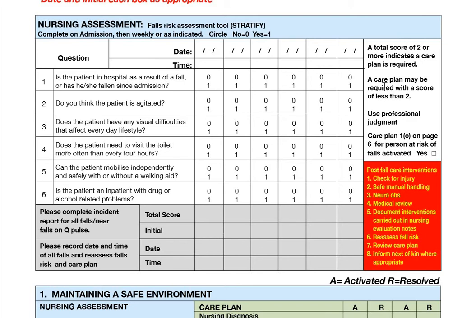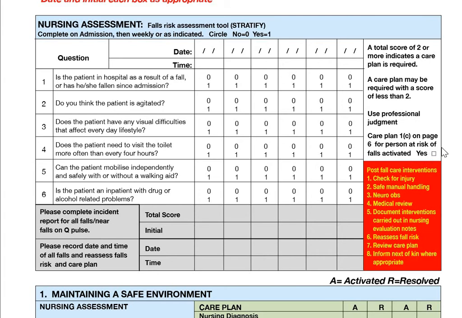Okay, so if you come over here, a total score of 2 or more indicates that a care plan is required. So it indicates that the patient is at high risk of falling. However, a care plan may be required with a score of less than 2. Use your professional judgment. So even if your patient isn't scoring on this and you still feel that the patient is at risk of falls, you can still activate a care plan. So when you're activating the care plan 1C on page 6 for person at risk of falls activated, yes, you tick there.